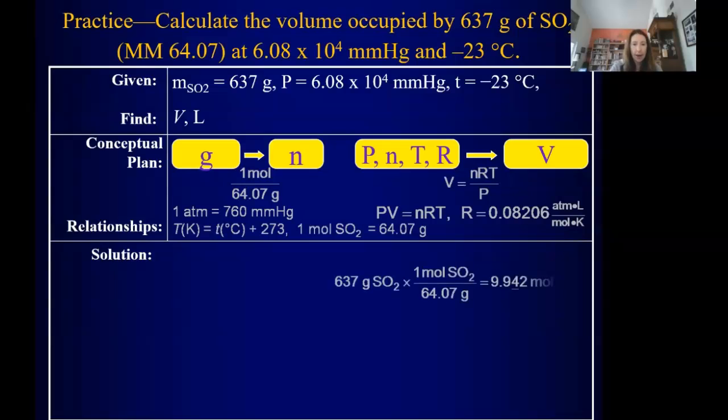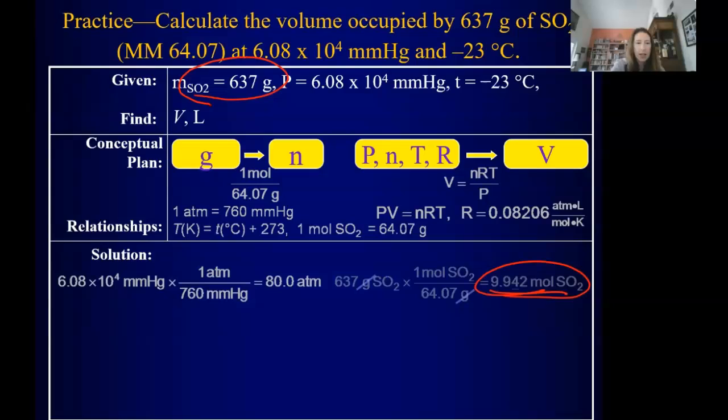And I gave you the molar mass. So the first thing we need to do is convert to moles of our SO2 using our molar mass. So we're good there. Now I'm going to just change these. You see this right here? I'm going to change that up here so we can remember what we have. And then we need to convert our pressure to atmospheres, and that's our conversion. So we get to 80 atmospheres.